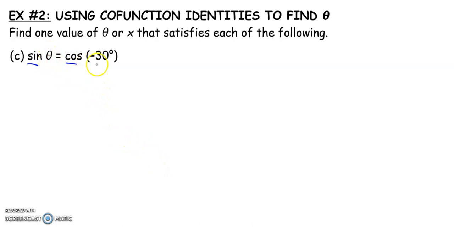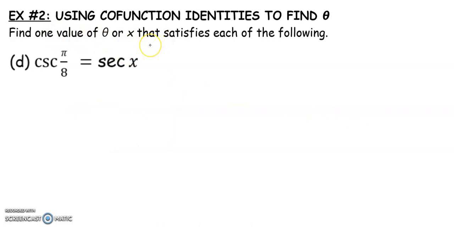Again, please notice sine and cosine are cofunctions of each other. That means theta and negative 30 degrees are complements. Complements mean they add up to 90 degrees. Add 30 to both sides, we find out theta can be 120 degrees. Notice it said find one value of theta. So that's one value. It works. There could be many.